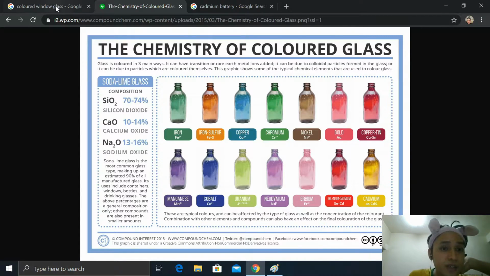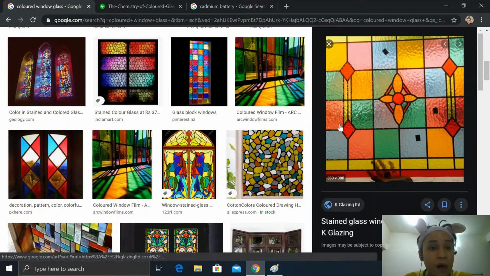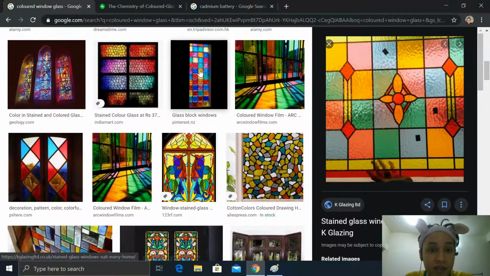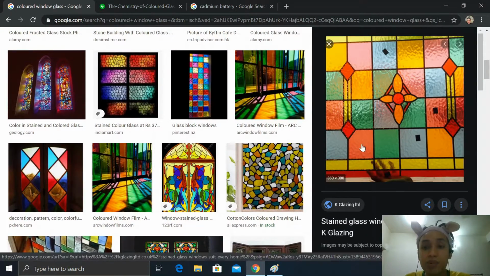Other examples of colored compounds that we use, for example, this one. I'm sure you have seen this before: windows that are colored. These are not painted. When they manufacture, they put in the transition element that they want. For example, if I want it to be green, I can put in iron 2 plus or nickel, so I can get the green color. If I want the bluish tint here, I can put in the copper ions.